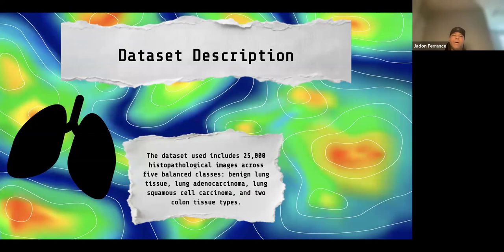For the data set, it was about 25,000 histopathological images across 5 classes, including benign lung tissue, adenocarcinoma, squamous cell carcinoma, and two colon tissue types. This provided a balanced data set to train the models to accurately differentiate lung cancer subtypes and make it more refined so that there's less likelihood of inaccurate data.